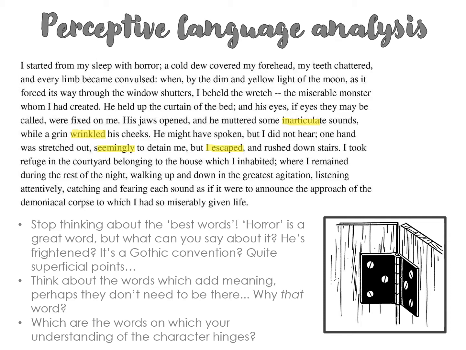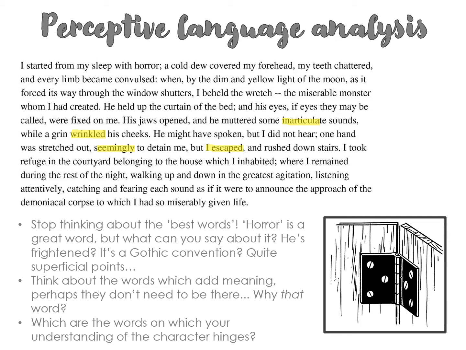And perhaps they pick out horror because there's some really clear, obvious points they can say. If Frankenstein is starting from his sleep in horror, he's probably quite frightened about what he's done. If he's starting from his sleep in horror, this is a Gothic convention. But these are very easy and superficial points. If I was going to use that quote, it would very much be my jumping off point. It wouldn't be my destination of analysis. The words I've highlighted here are the words on which my understanding of the character Frankenstein are hinged.